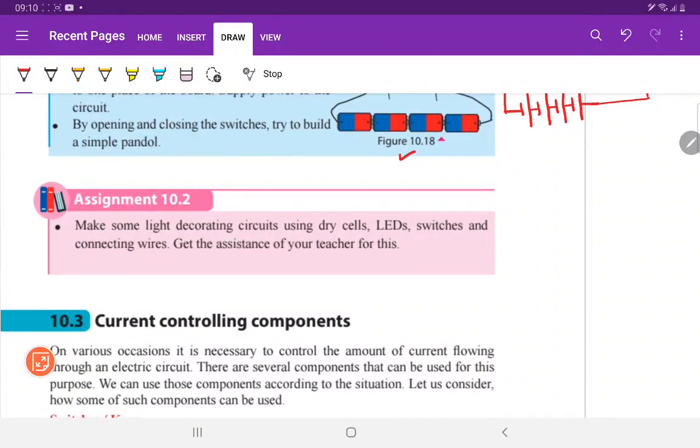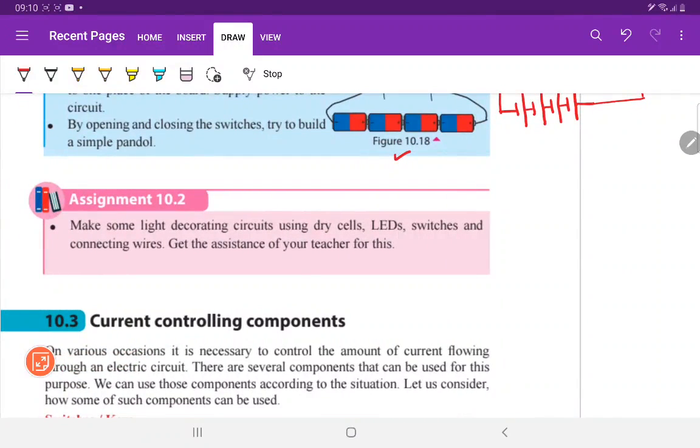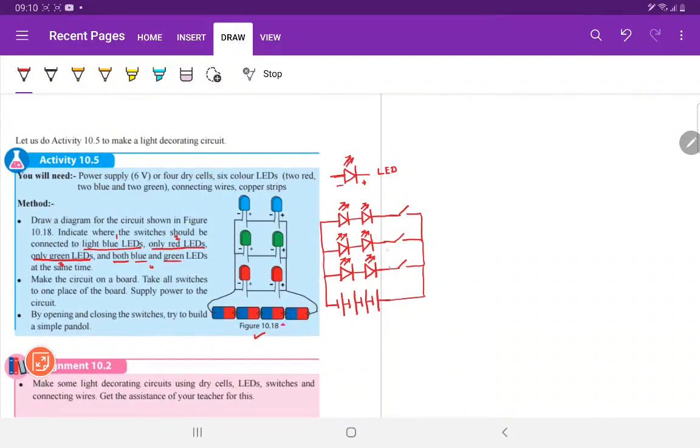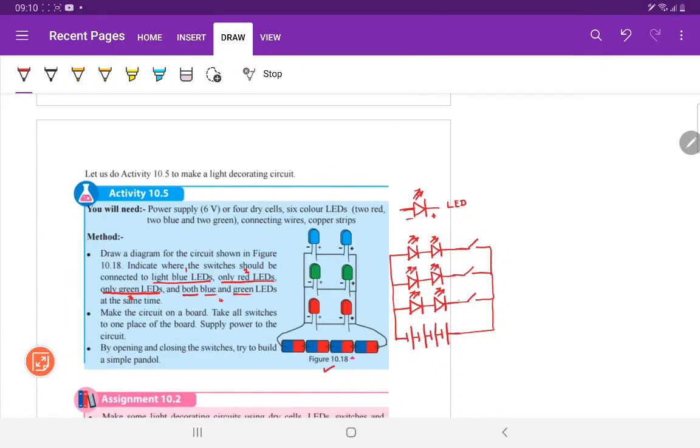Now make some light decoration circuits using dry cells, LED switches, and connecting wires. Get the assistance of your teacher. So decorations also can be done here. See, the second task is what? Make the circuit on a board and take all the switches to one place of the board. So supply power to the circuit.